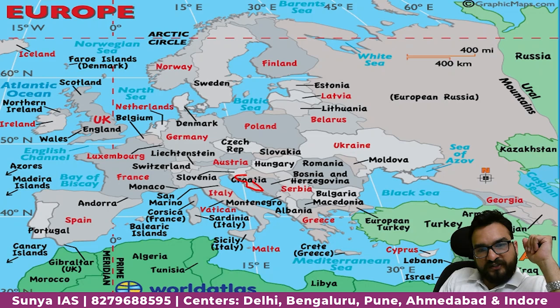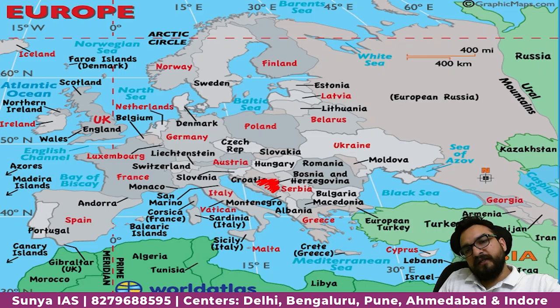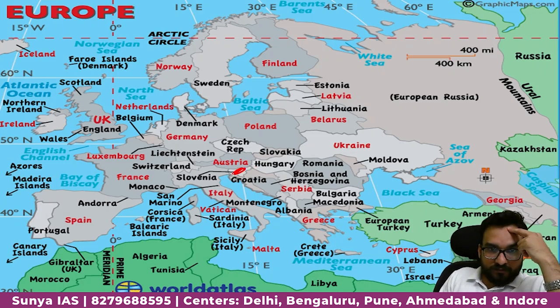This is your Croatia. Over here, Croatia, you will see. Then the third country which you will see over here, Bosnia and Herzegovina. So over here you have seen Slovenia, Croatia, Bosnia and Herzegovina, that is BH, and the landlocked country you have reached, that is Serbia.